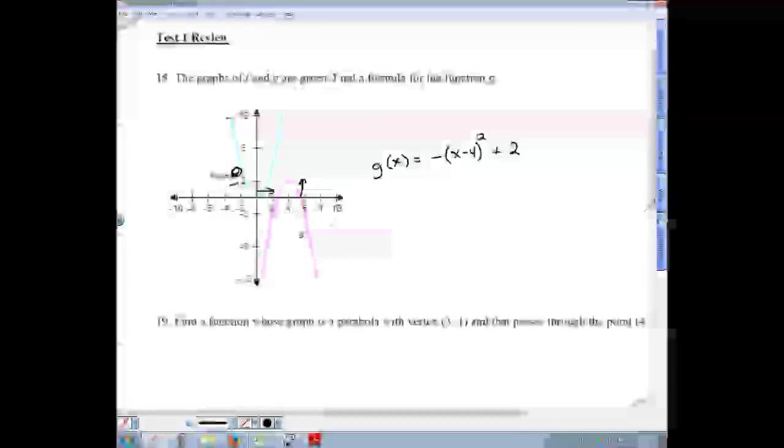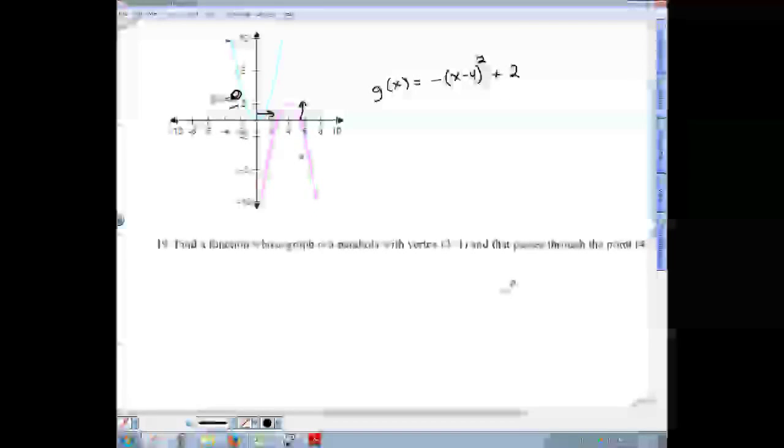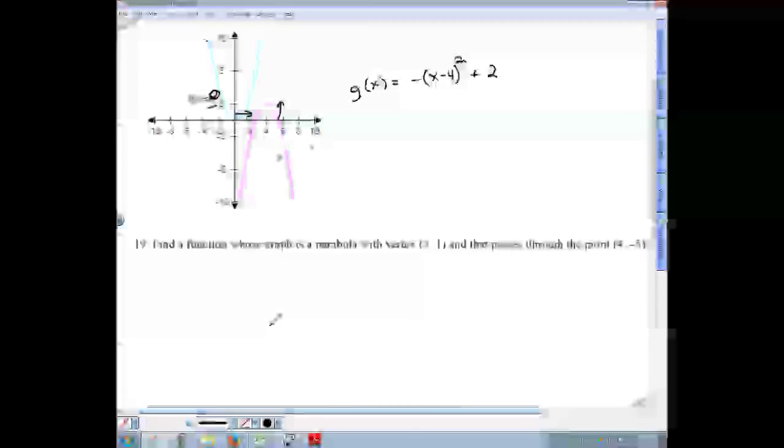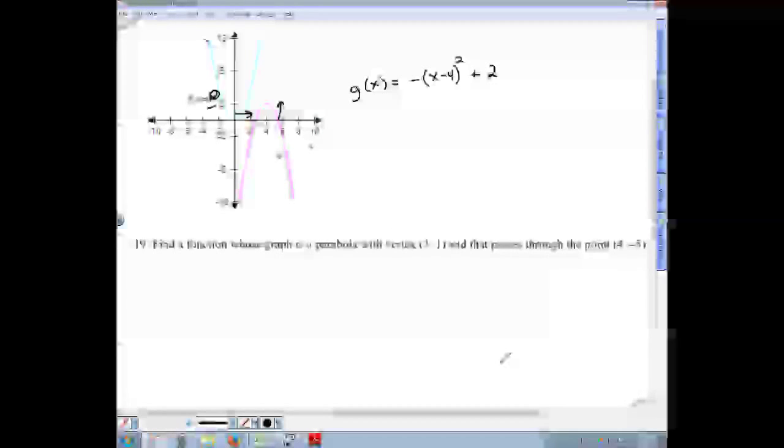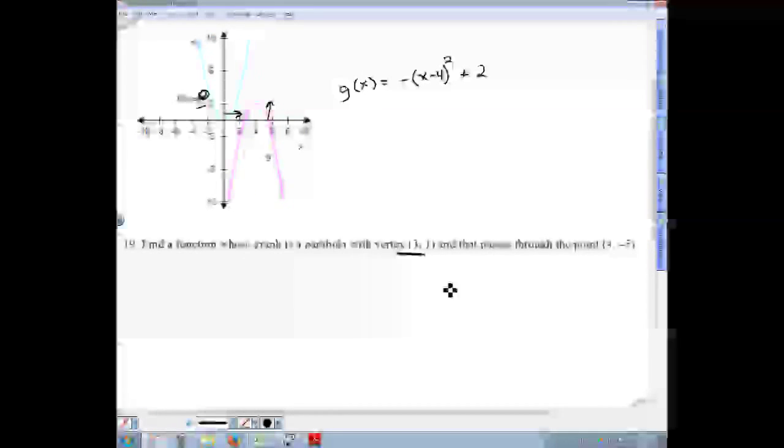And that was from section 2.6. Kind of going out of order. Number 19, this is another one from section 3.1. You have to build or create a function with this vertex, and that passes through that point 4, negative 5. Now, since they've given us the vertex, easiest thing to do would be to begin in vertex or in standard form.